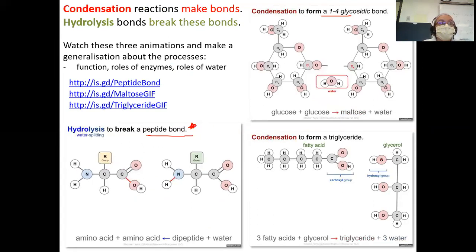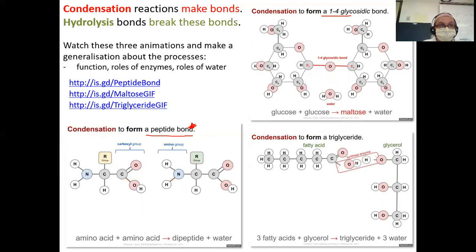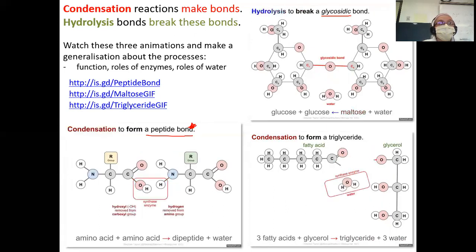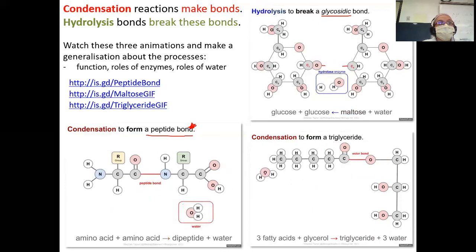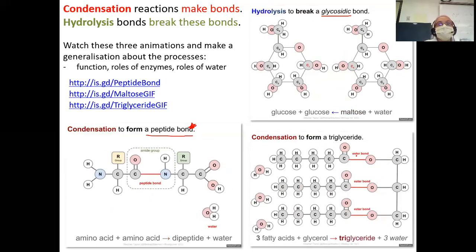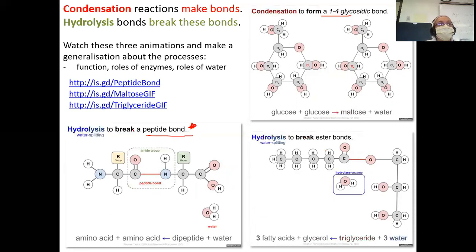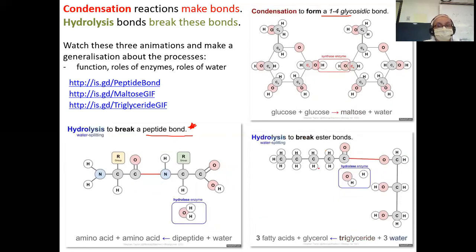And then in fatty acids and glycerols, you get the same sort of reaction. So these OHs break off and the hydroxyl group here breaks off. You get a water, and this one's called an ester bond, but that is also extra information. It's the peptide bond that you need to know.